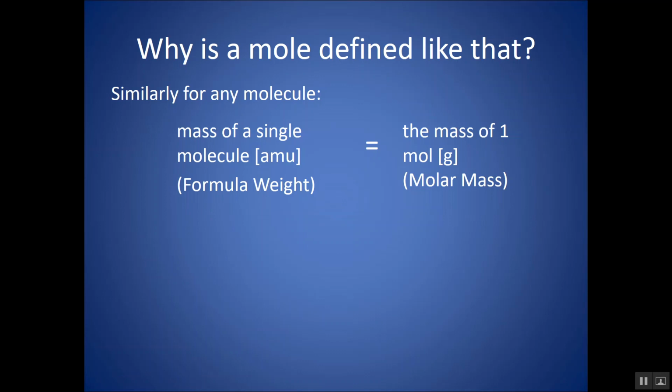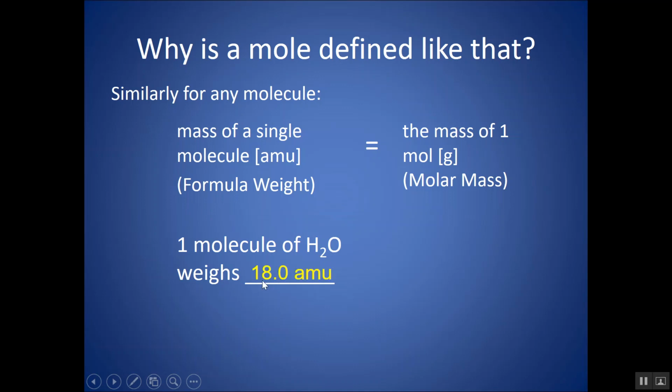Similarly, if we're talking about any molecule, not just a single atom but a couple of atoms combined together, the mass of a single molecule in AMU would be equal to the mass of 1 mole of that molecule, but in grams. It would be the same number, but a different unit after it. So if we're looking at one single tiny molecule of H2O, which contains 2 H atoms and 1 O, if I look up on the periodic table, hydrogen has an atomic mass of 1, oxygen has an atomic mass of 16, so 16 plus 2 hydrogens, 2 times 1 is 2, would weigh 18 AMU.